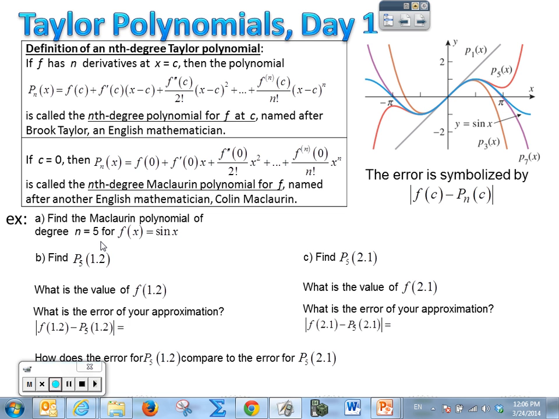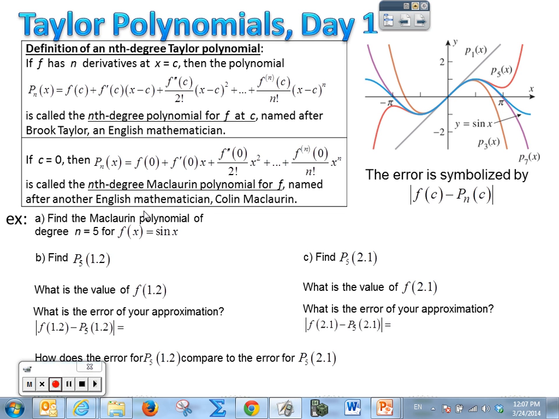All right. So what I usually do when I'm working on one of these, I have a piece of scratch paper out to the side because I'm going to have to generate 5 derivatives for sine. And I'm going to have to generate the function value and each of the derivative values at wherever I'm centering.